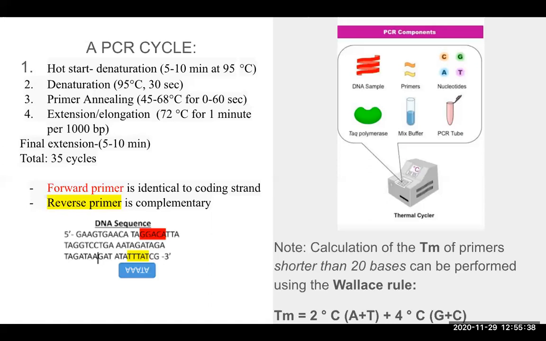So the forward primer that you're using is always gonna be identical to your coding strand, and the reverse primer is complementary to your coding strand. And right below those two bullet points, I did a visual representation of what your different primers would look like compared to the template DNA. And then to calculate what temperature you're going to set the PCR protocol at, you can use the Wallace rule, which I put on the right-hand side of the slide underneath the picture. So that's just an equation you would use. Next slide, please.